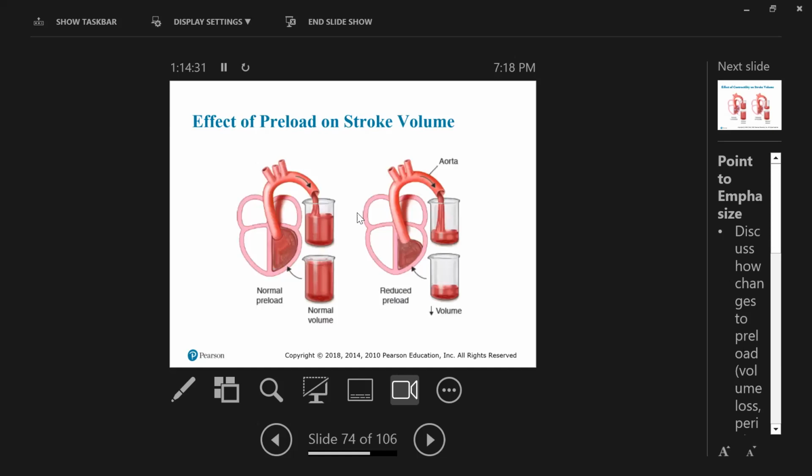So basically, that's what it means. If you have a good preload, you have a normal amount of fluid coming in. If you have a low amount of preload, then the afterload is gonna be less.